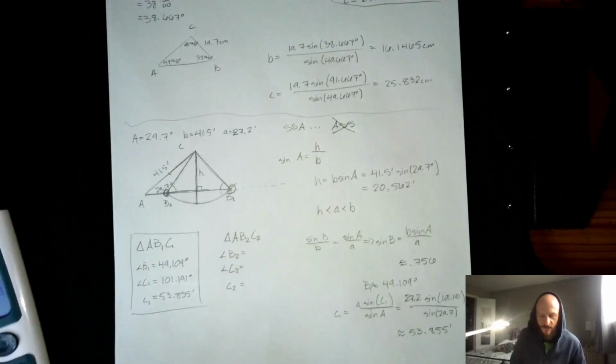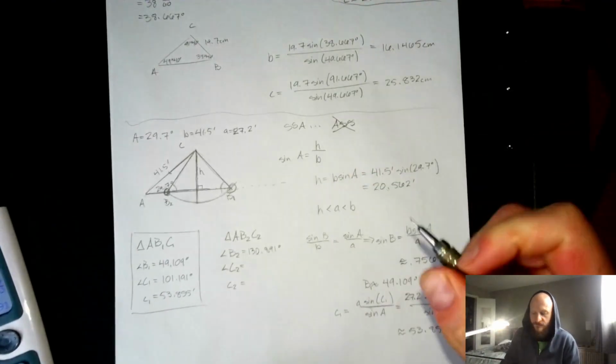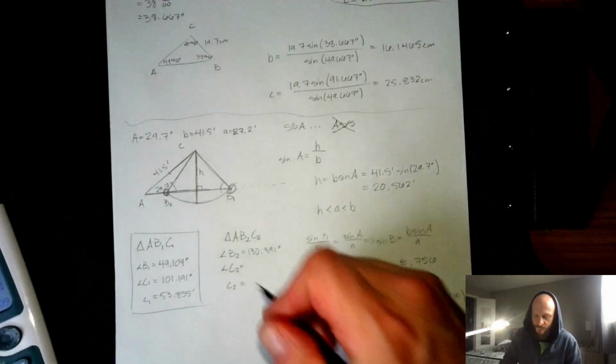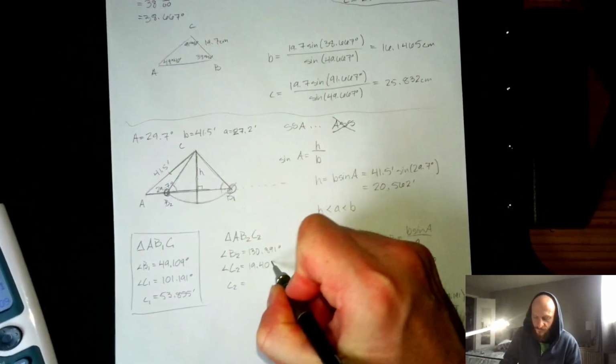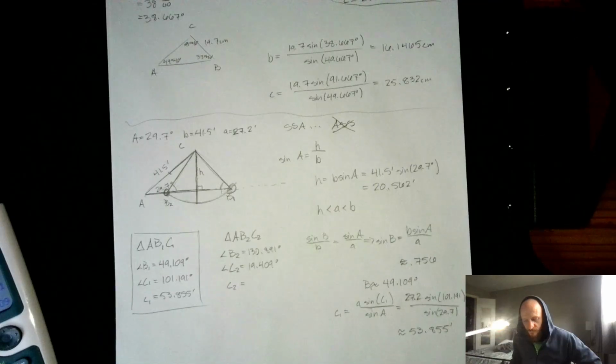So 180 minus 49.109 is 130.891 degrees. Then 180 minus that minus angle A is 19.409 degrees. Or do I feel like I've made a mistake somewhere? My alarm bells are ringing for some reason.